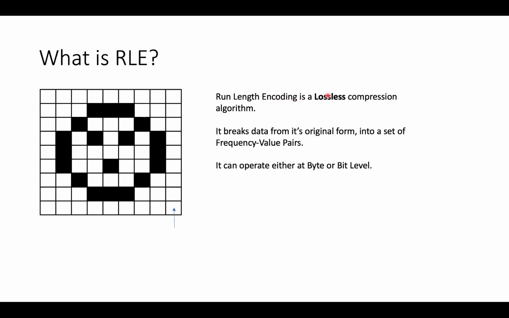Okay, so run length encoding, first of all, is a lossless compression algorithm. So just to remind you, lossless compression algorithms mean that when we decompress the file, we have exactly the same quality that we started off with. Okay, it's lossless. And basically what it does is it takes its original data and breaks it down into something called frequency value pairs. One thing to know, and we'll talk about what frequency value pairs are in a second, it can either operate at a byte level or a bit level, and we'll talk about that in a few seconds time again.